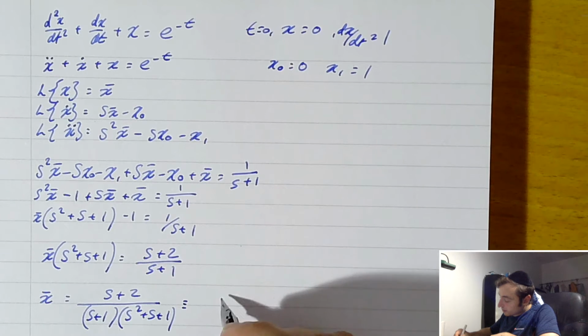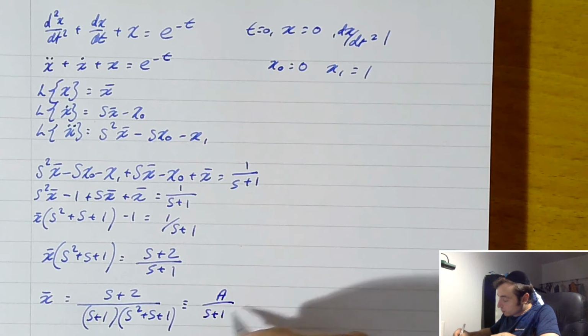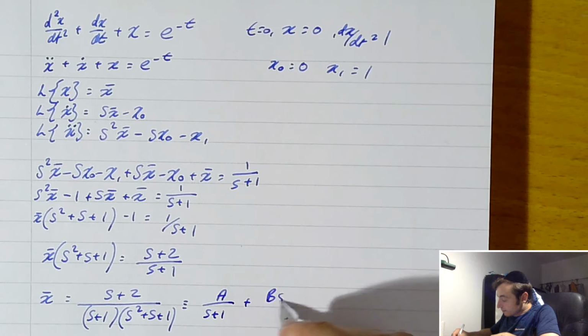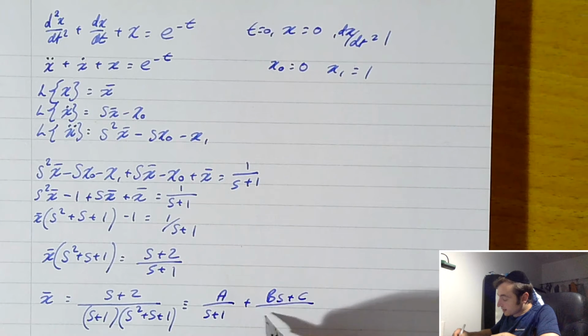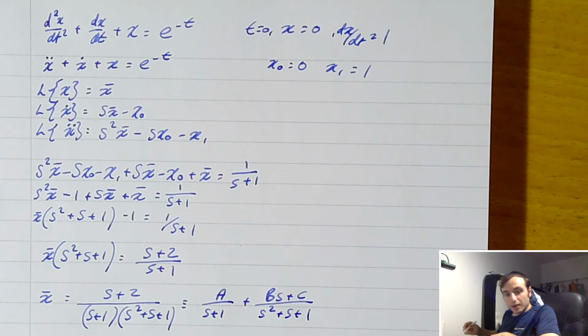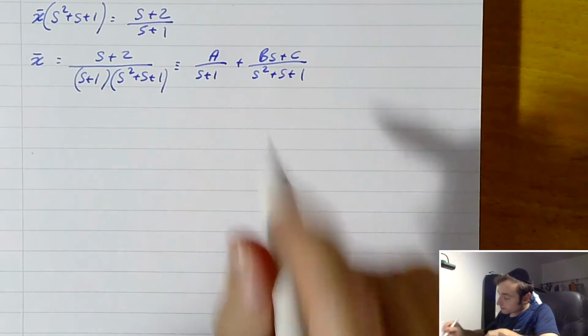So that's going to be A on s plus 1 plus Bs plus C on s squared plus s plus 1. And now we have to find those coefficients.